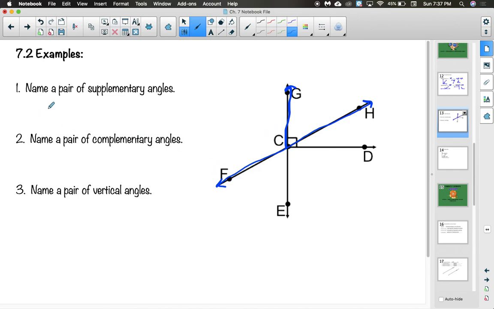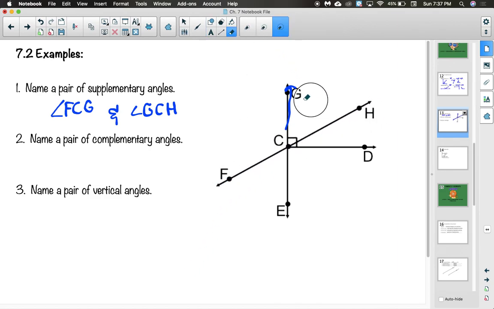So my pair of supplementary angles are angle FCG and angle GCH. Together, if we put those two angles together, that outer edge is a straight angle. That's why they are supplementary. Okay, let's do number 2 here.